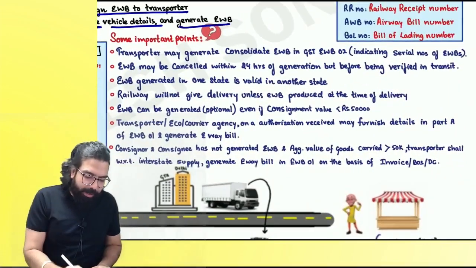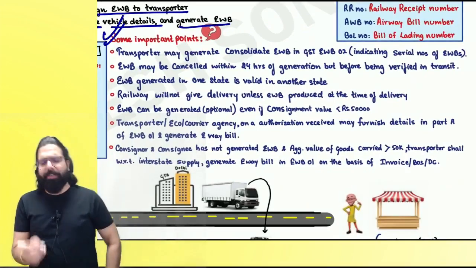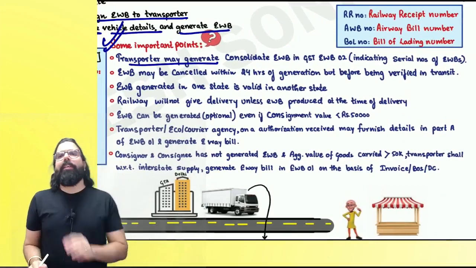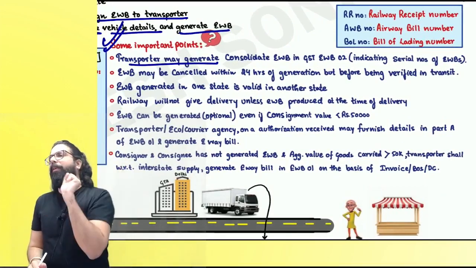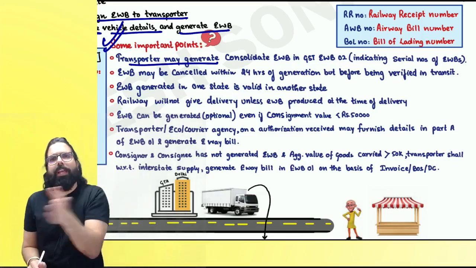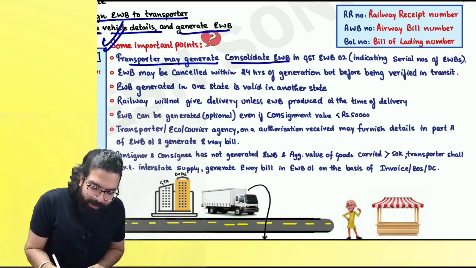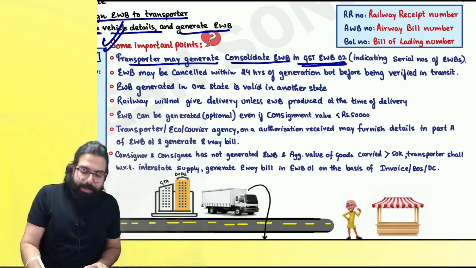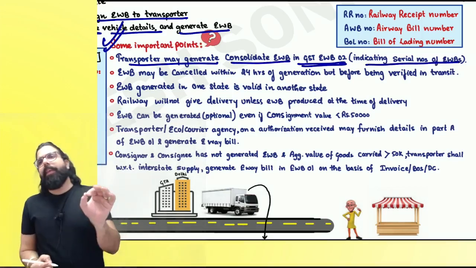Now, if you come down over here, I have written some important points just for your knowledge, everyone, quickly. Sir, a transporter is transporting for 5 people. 5 e-way bills are there. Can he generate one consolidated e-way bill having details of all the e-way bills? Yes. The transporter can generate a consolidated e-way bill in GST EWB 02, indicating the details of all the e-way bills.